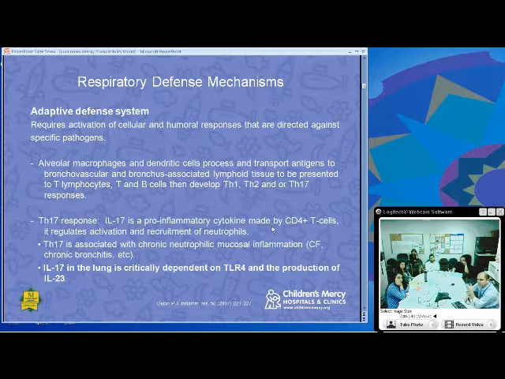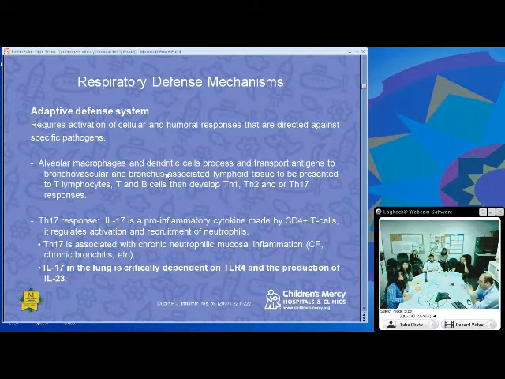Then this part is the one that you guys know very well. So you have the one that requires presentation, and it is going to require more than 4 days to start acting. And the most important one, as we said, is that you have your macrophages, your dendritic cells, and your lymphocytes, and all of these are going to create different types of response.